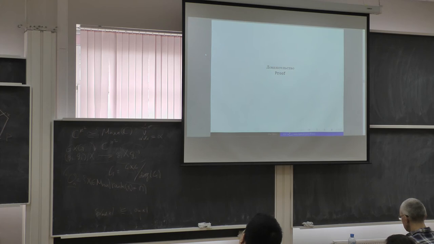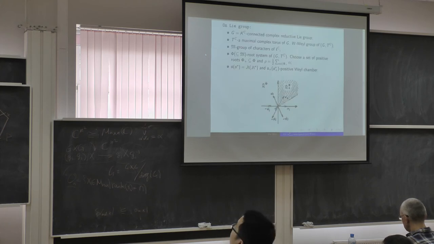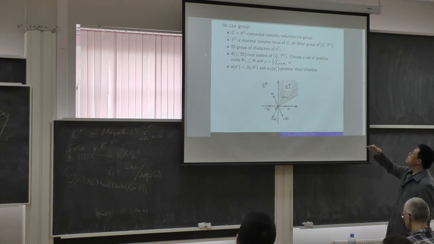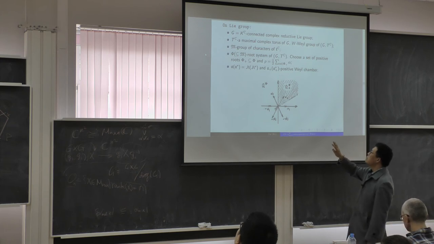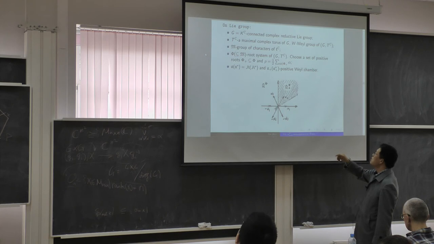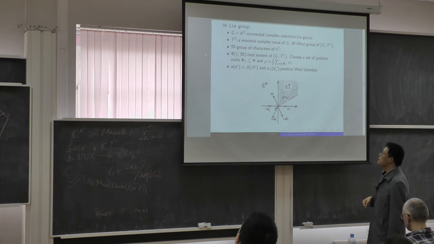Now let me sketch the proof on the Lie group. We take G as a compactification, the complexification of a compact Lie group, and we fix a maximal complex torus, that is TC here. Then we have the Y group and the group of characters, that is a lattice. And then we have the root system, and we choose a system of positive roots. We sum all the positive roots, and half of the sum, we denote it by rho.